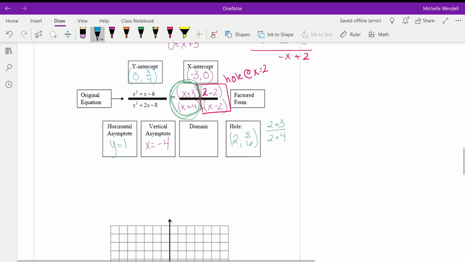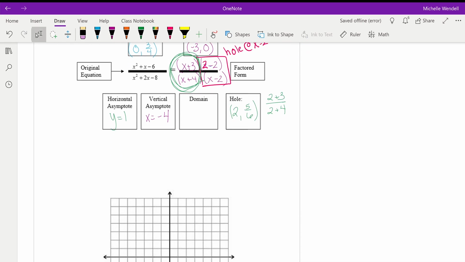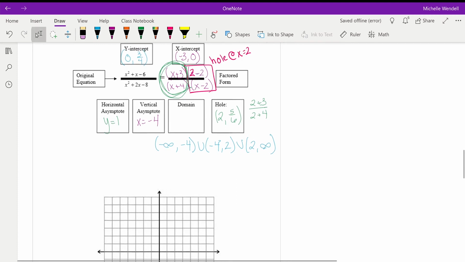Lastly, our domain is going to be all real numbers except for where it's undefined, which is happening at the vertical asymptote and at that hole. So my domain for this function is negative infinity to -4, -4 to 2, and 2 to infinity. And now I can use all that information to make my graph.